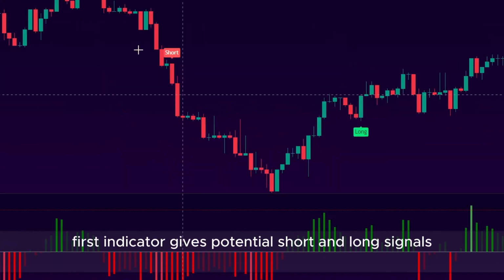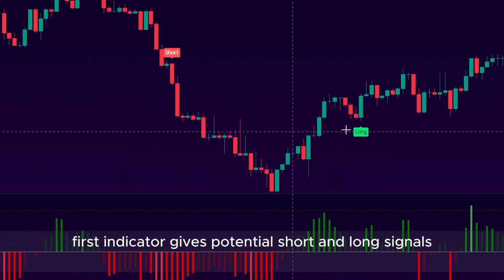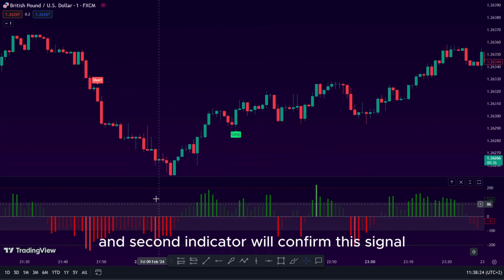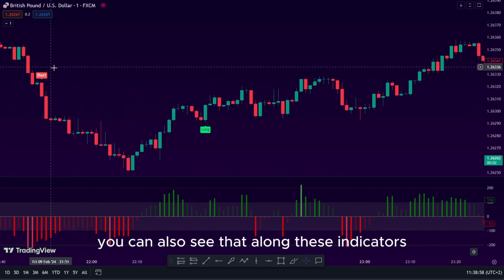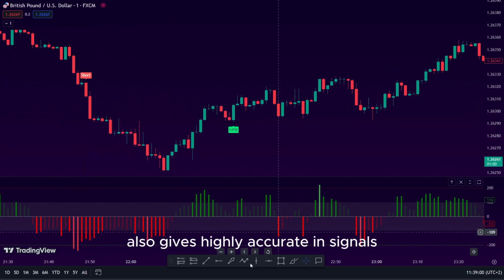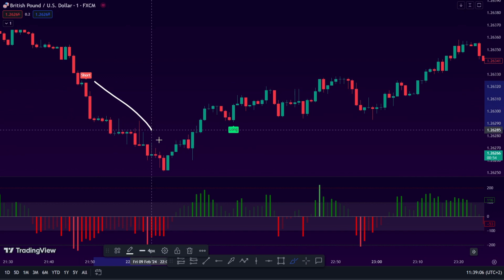As you see here, the first indicator gives short and long signals, and the second indicator will confirm this signal. You can also see that these indicators alone also give highly accurate signals.